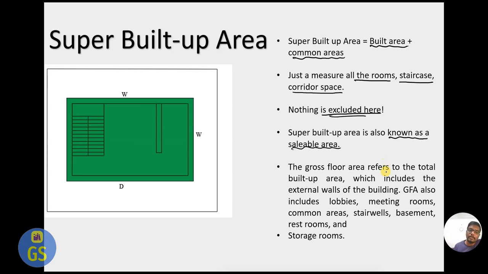So the gross area refers to total built up area, which includes your external walls, and your gross floor area is also considered, which includes lobby, meeting rooms, stairwells and basements and restrooms, and also storage rooms. Everything is included in your super built up area. Okay, next.